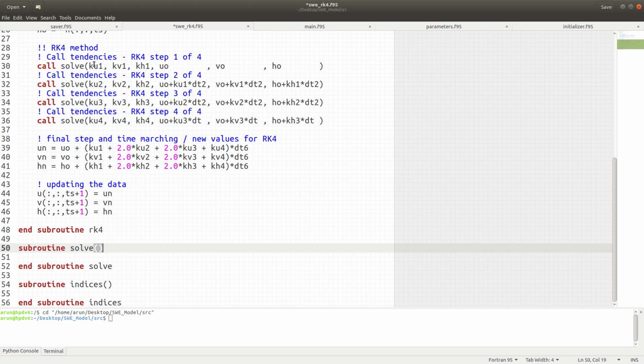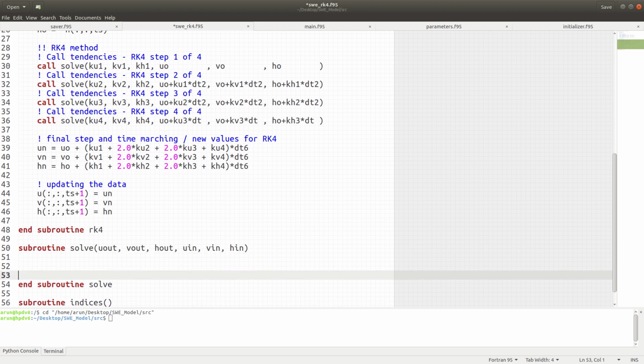Now if you look at the syntax over here, we are giving the inputs later, and then the outputs come out over here. So we need to write U out, V out, and then H out in that particular order, and then we are going to give the input velocity, which is UN, and then VN, and then HN. So this is our input U velocity, input V velocity, and input height. These are our slope functions of U, V, and H that are going to come out of the subroutine.